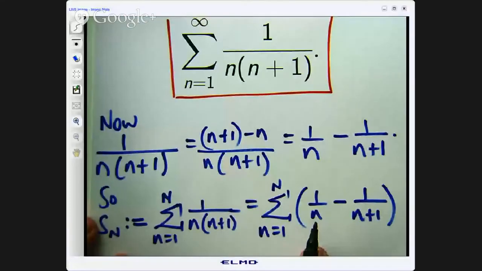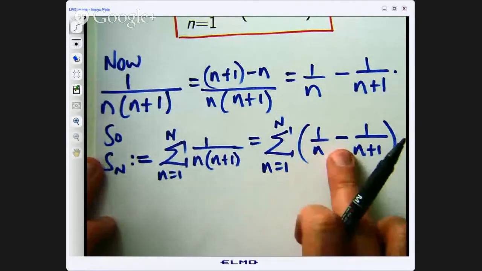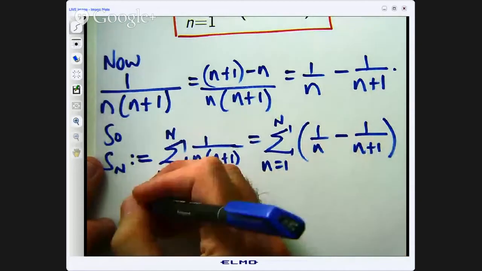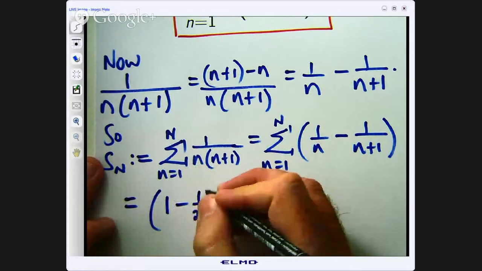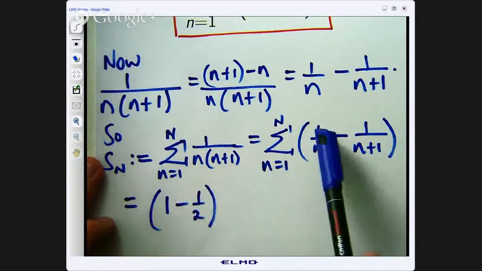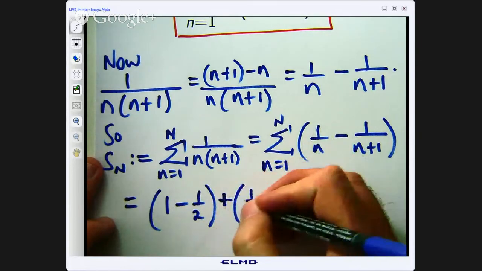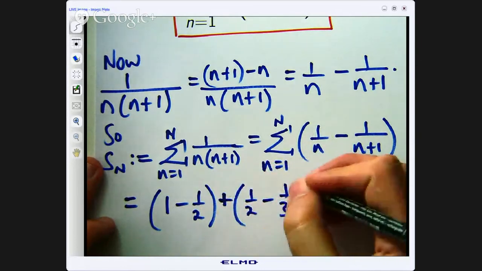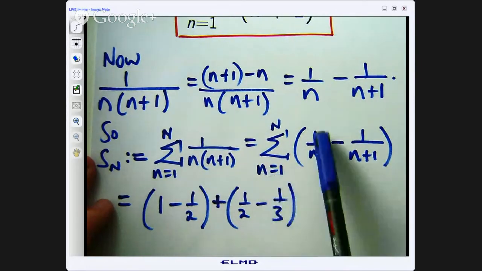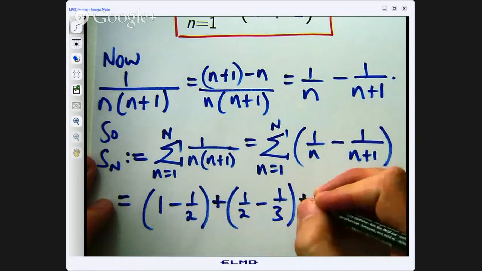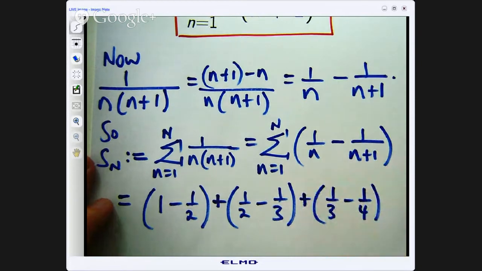Okay, so let's write this out. For n equals 1, I'm going to get 1 minus a half. This is for little n equals 1. And then if I move on to n equals 2, I'll get a half minus a third. Add that in. Okay, and let's continue. I put in, say, n equals 3. I'll get a third minus a quarter. Okay, and you can continue that on.